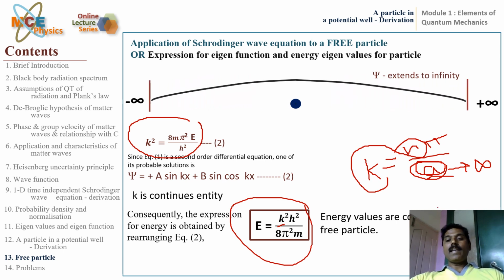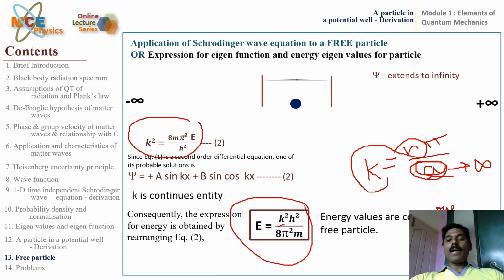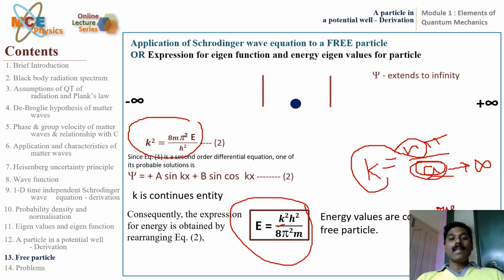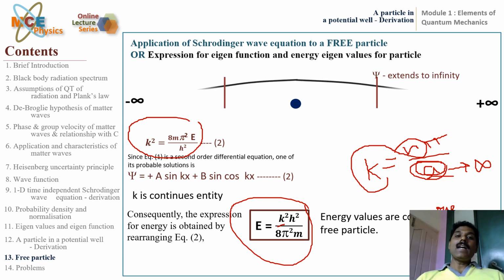So continuous energy values are possible for a particle when it is not bound to a system. This is the inference of this calculation. From the previous derivation, you could understand that when the particle is bound to a physical system, it will have quantized energy values. If the ground state energy value is E naught, the next allowed energy is 4 E naught. The next higher value is 9 E naught. But here what is happening? You cannot say E is equal to E naught or 3 E naught or 5 E naught. You can get any value because the particle is not bound to any physical system.